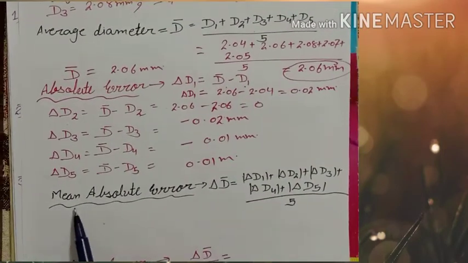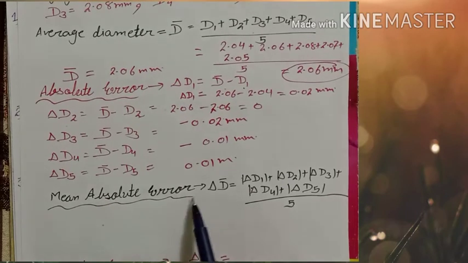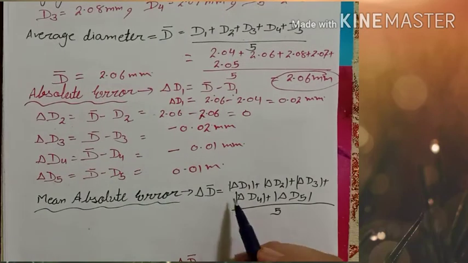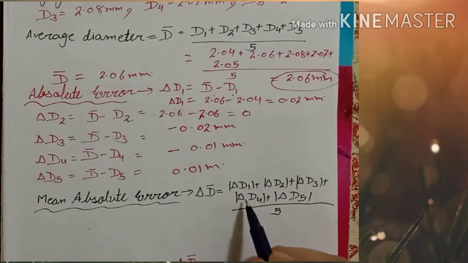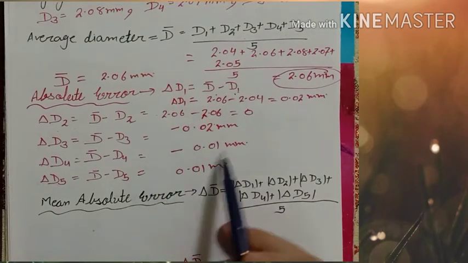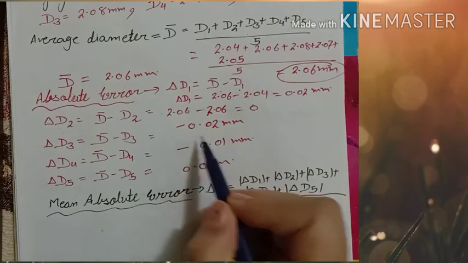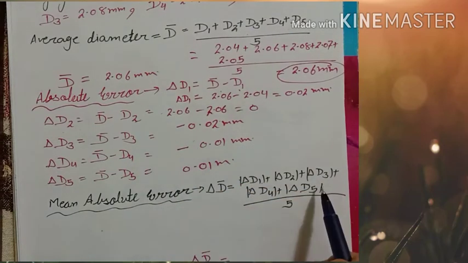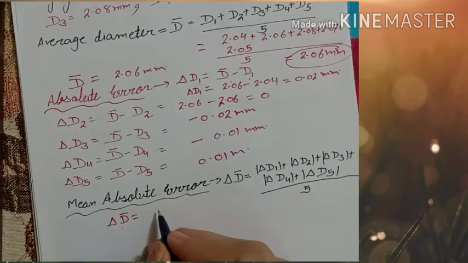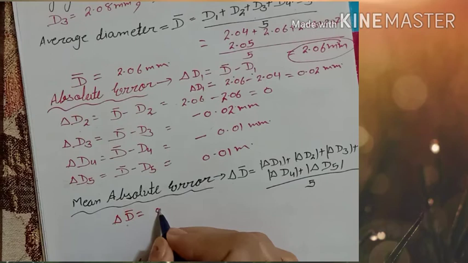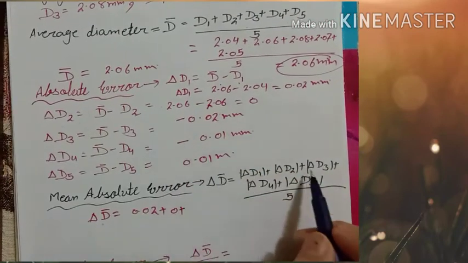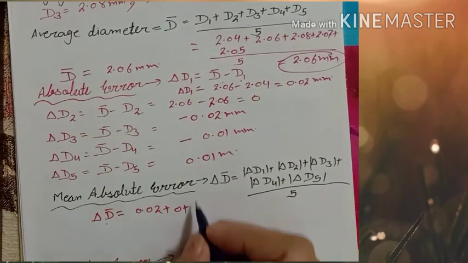Now we will find the mean absolute error. Mean absolute error we will find by taking the mean of all these values. So delta d bar will be equal to delta d1, but here we will take the mode. Mode means we always take the positive value. Suppose this is negative, but when we put the mode here, it becomes positive. So delta d bar will be equal to 0.02 plus 0 plus, now this value is negative, but here we have the mode, so this will become positive.